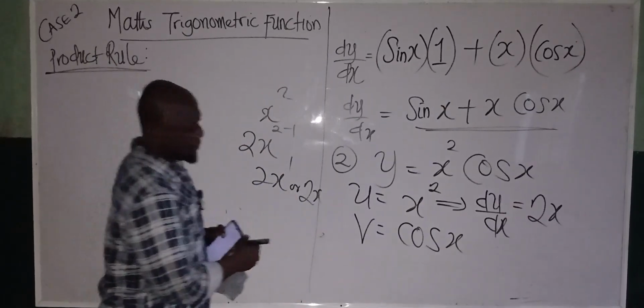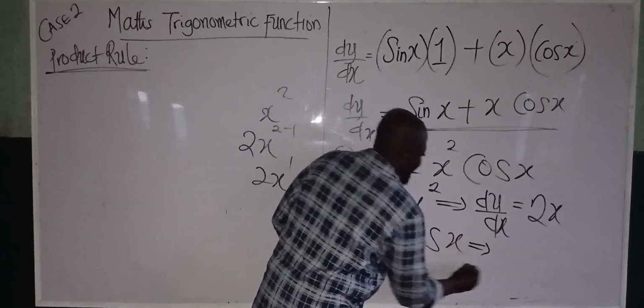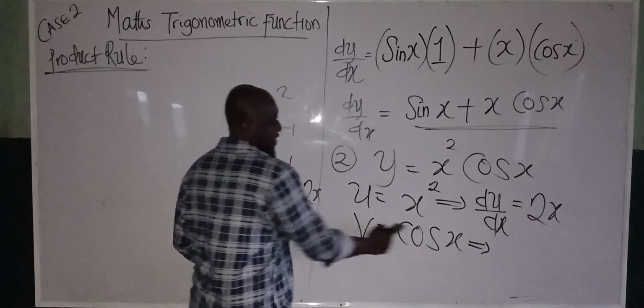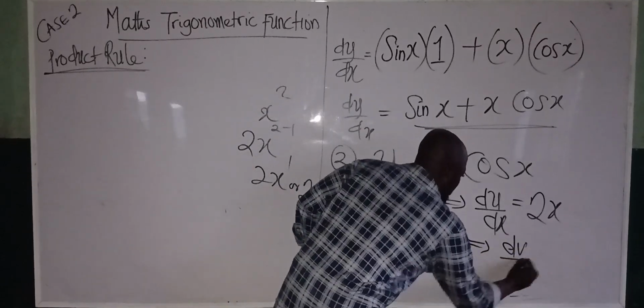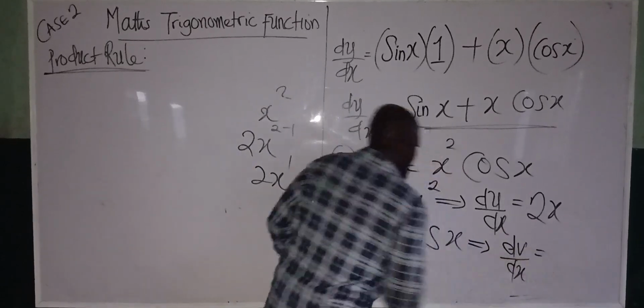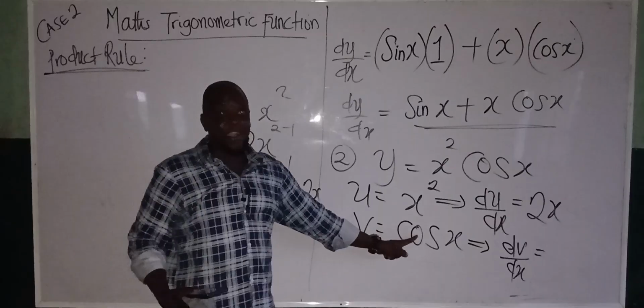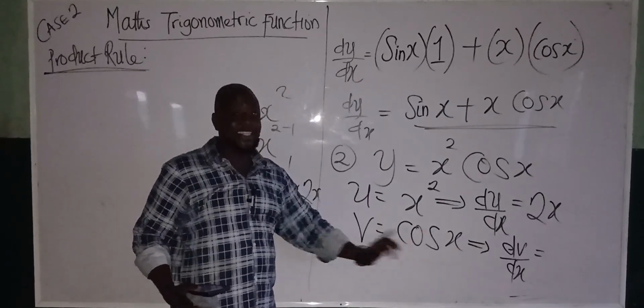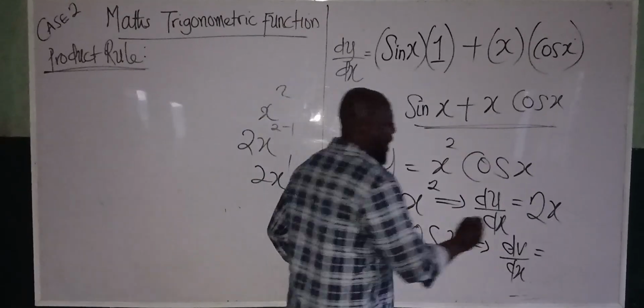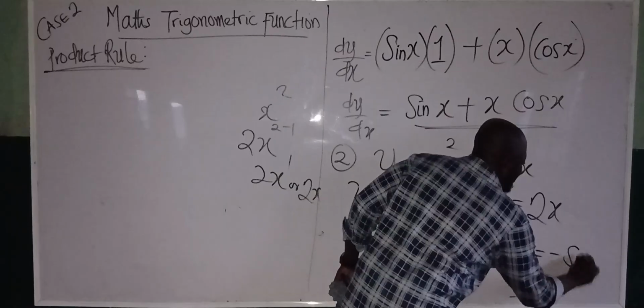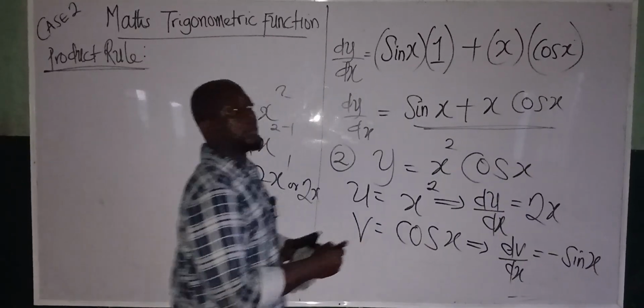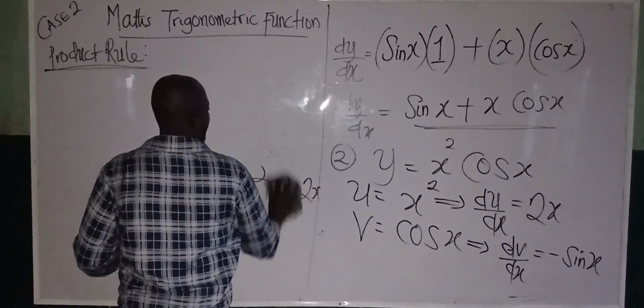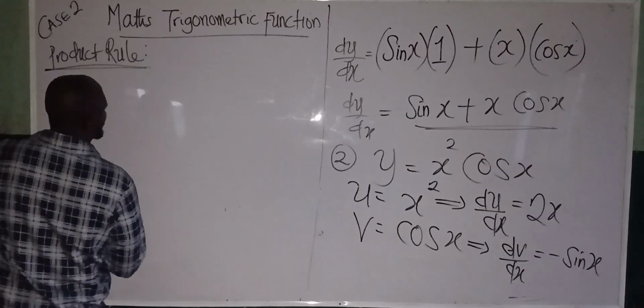Next up, if I differentiate this value, dv with respect to x, we know that whenever we differentiate cos, this is what we are differentiating alone. If we differentiate cos, we are having minus sine x. That's all. Minus sine x. So what do we do now going further?